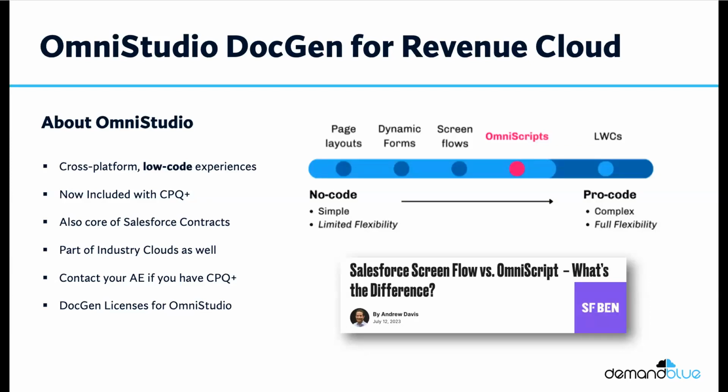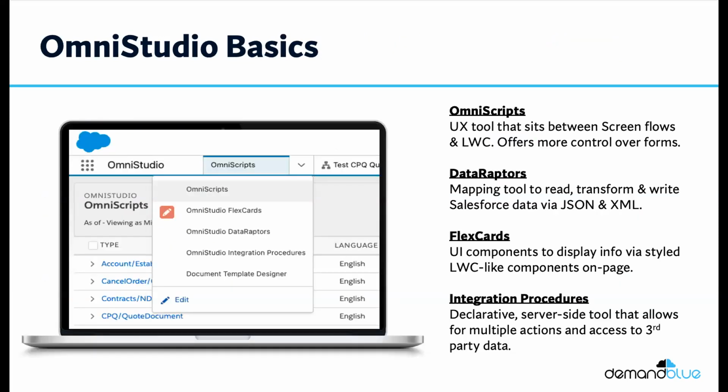One caveat for doing DocGen, or document generation, with OmniStudio is that it does require additional licenses. That can be set up through your AE and support, or we can help you out as well if we're working on a project with you for OmniStudio. Just a little bit of background, and hopefully it paints the picture as to where it fits within the Salesforce platform and how it relates to CPQ.